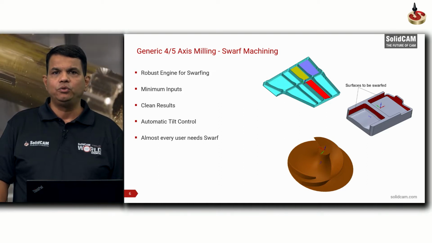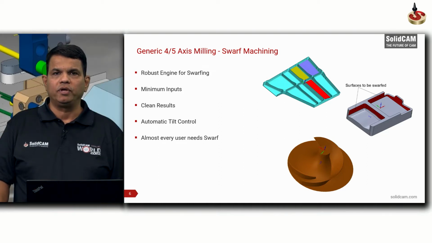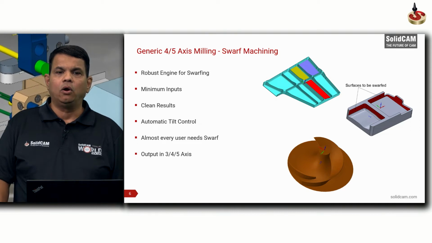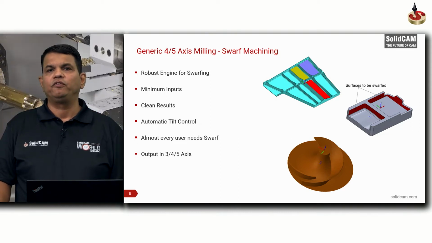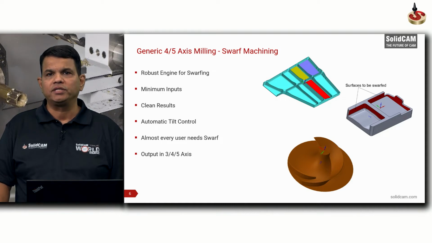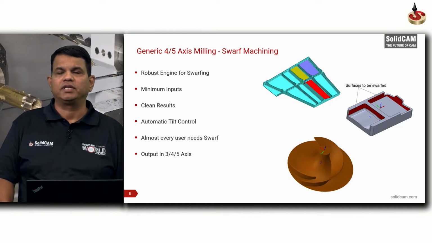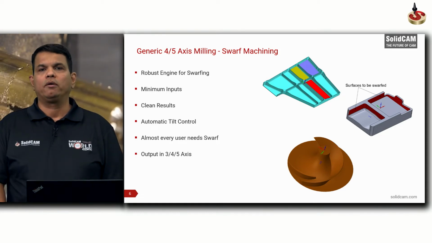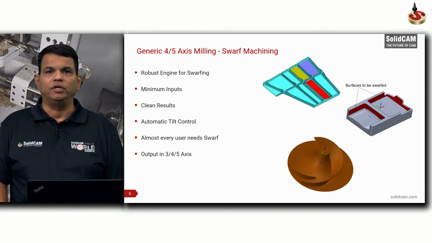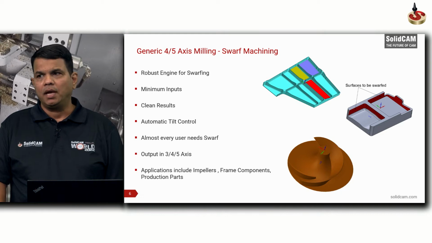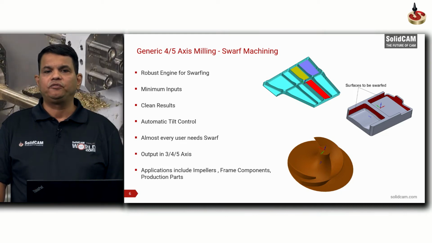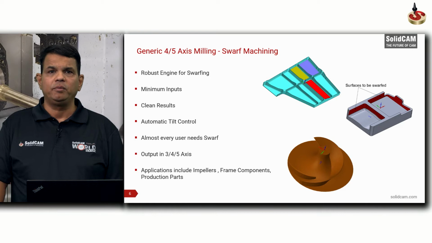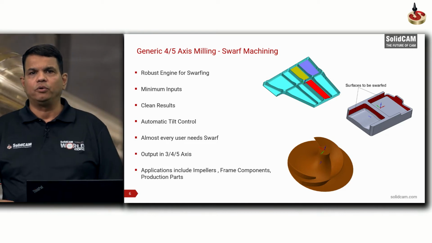Almost every user who is into machining needs swarfing, because swarf can handle all the axes. You can have swarfing in 3 axis, you can have swarfing in 4 axis, and you can also do swarfing in 5 axis. So any user who is into machining will, in one or other part, need the swarf operation. And some of the applications are impellers, frame components, and production parts, including blisks, which can also be swarfed around their blades.